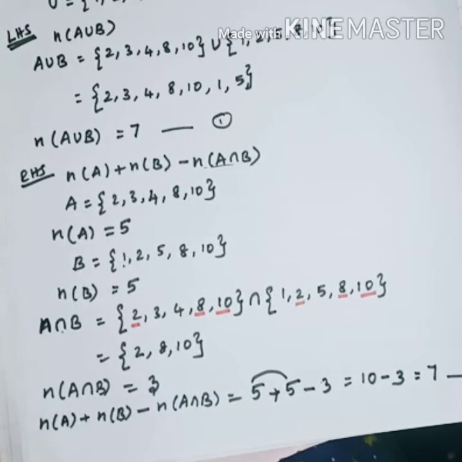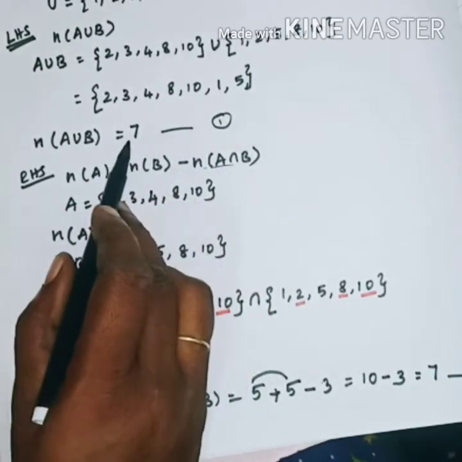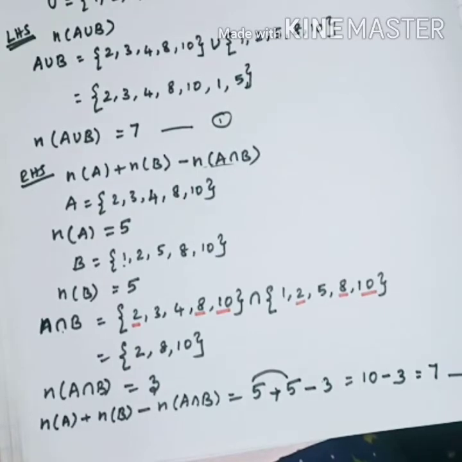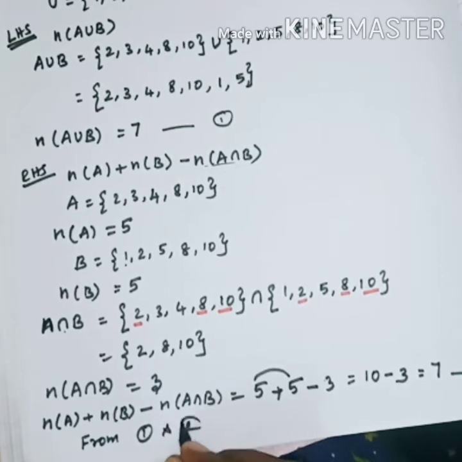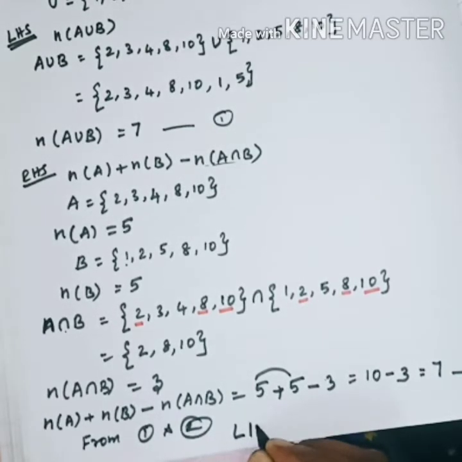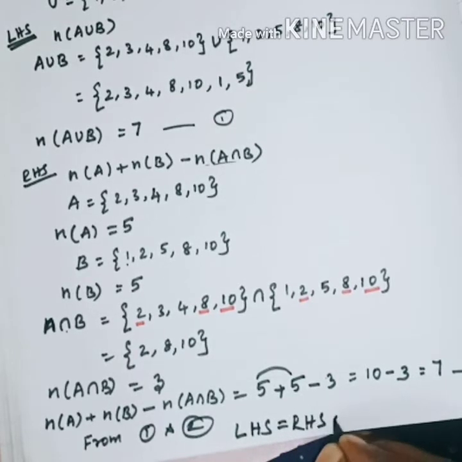So equation number 2. From equation 1 we have the answer 7, and from equation 2 we have the answer 7. Therefore, from 1 and 2, LHS is equal to RHS. Hence proved.